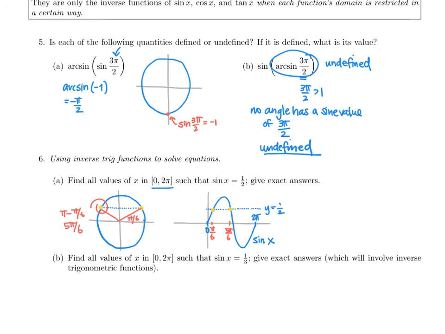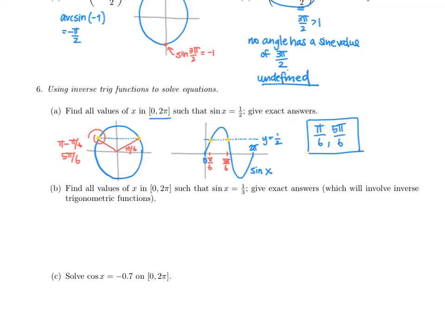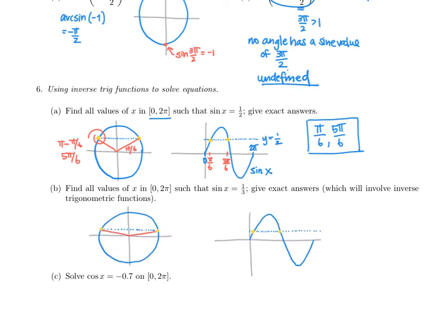I'm going to write those down in a nicer way. Now the question is very similar in that it says find all values of x between 0 and 2 pi such that sine of x equals 1/3 and give exact answers. And 1/3 is all of a sudden not one of the special values of sine and cosine that we know. And so to give exact answers, this hint says we will need to involve inverse trig functions. So let's draw the unit circle again.